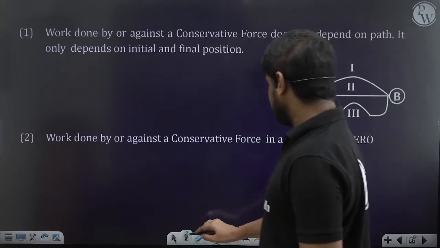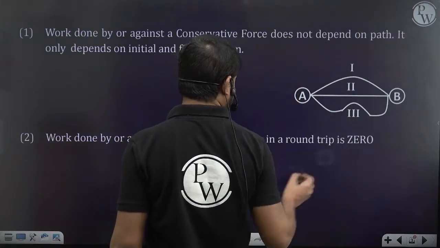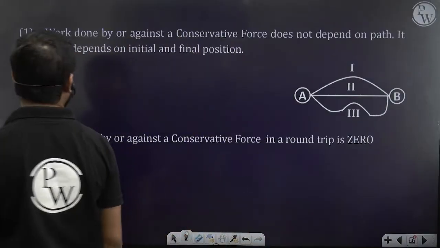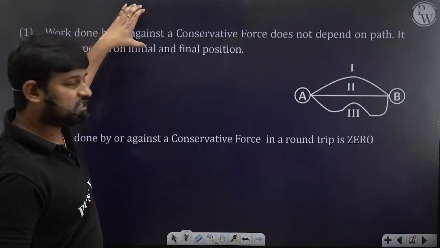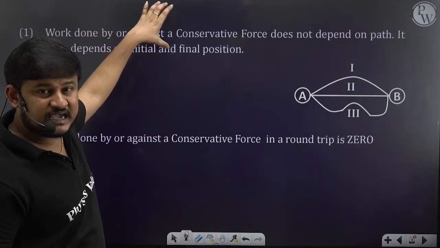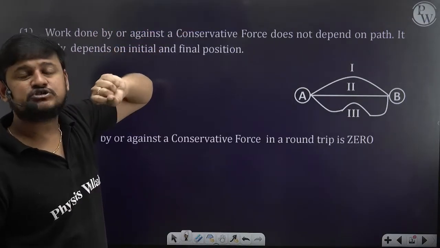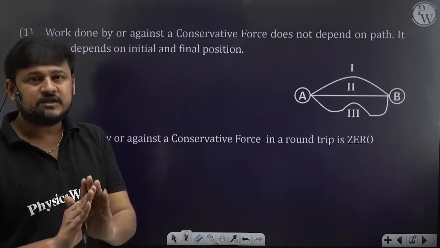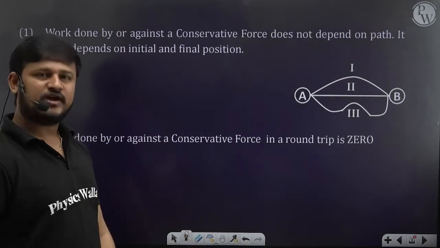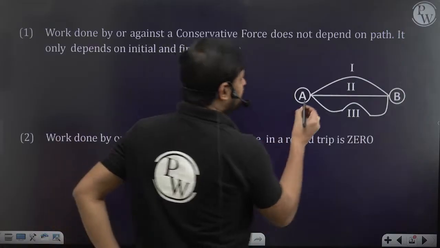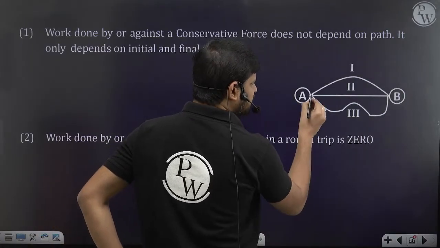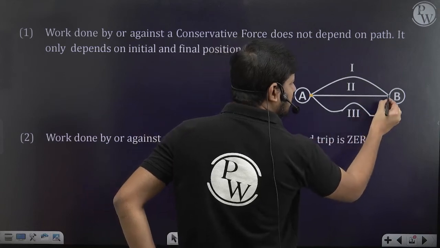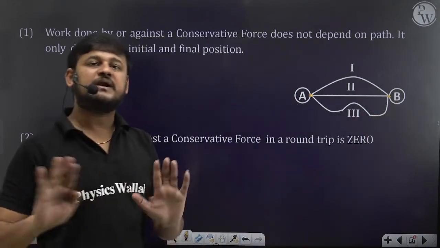Firstly, what is a conservative force, what is the work done by a conservative force, and what is the work done by a non-conservative force. The work done by or against a conservative force does not depend on the path. It just depends on the initial and final position. If the force is conservative, the work done by that force will not depend on the path.